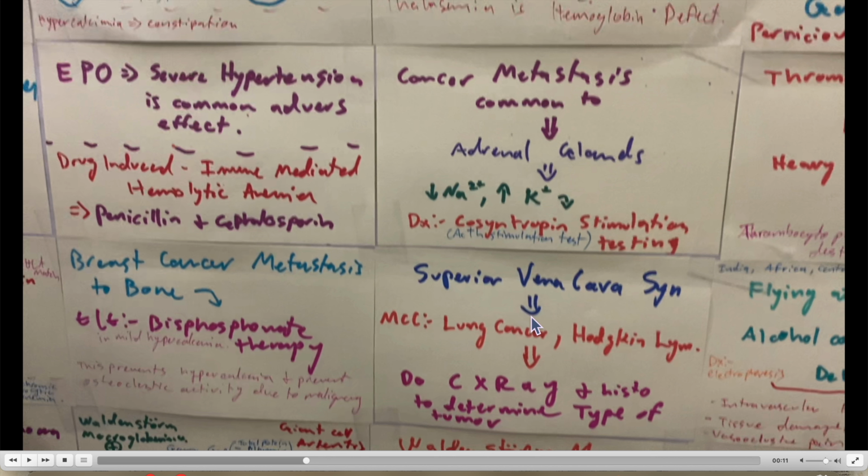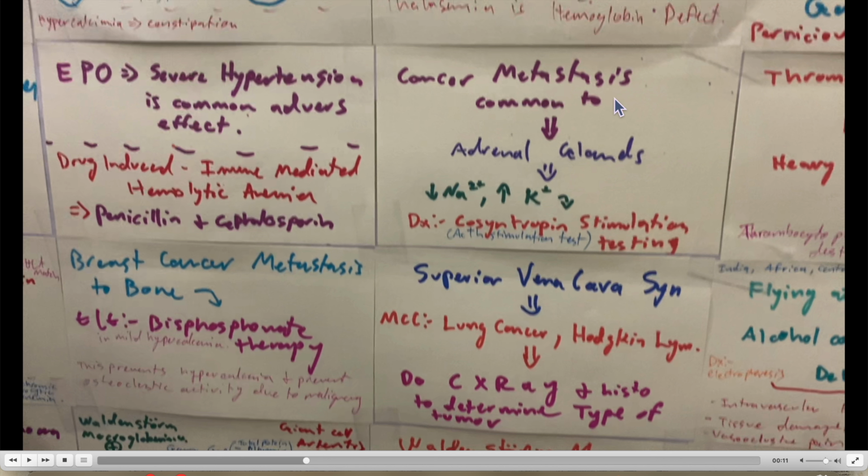Superior vena cava syndrome, most common cause is lung cancer or Hodgkin's lymphoma. Okay. Superior vena cava syndrome is where there's anything that's causing kinking or blockage or obstruction of the superior vena cava. Okay. So what do you do? You do chest X-ray and histology to determine the type of tumor.